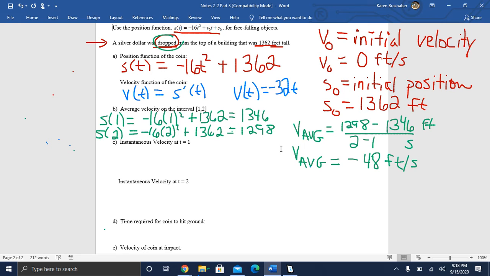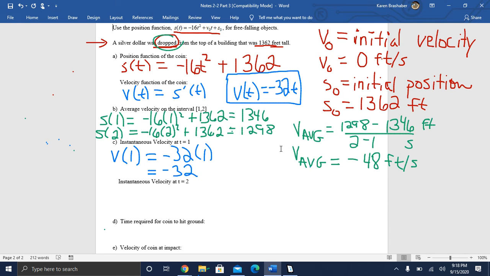So we want to know in this question, what's the velocity of this dropped object at 1 second? So at a time of 1 second. Well, that just means that we need to do V of 1. And we calculated V of t right here. That was just your derivative of your position function. So V of 1 would be negative 32 times 1. And so V of 1 is negative 32.